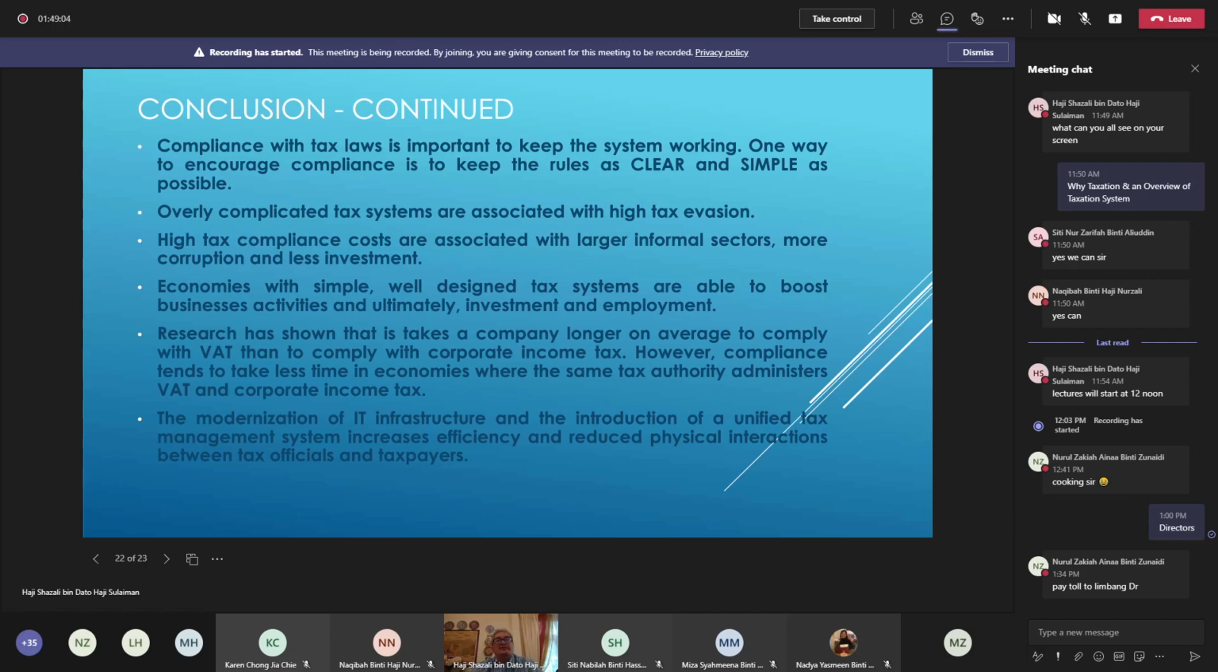Okay. So modernization of IT infrastructure and the introduction of a unified tax management system increases efficiency and reduces physical interaction between tax officials and taxpayers. And that's true in Brunei. When STARS was first introduced, about 6-7 years ago, there were a lot of problems, because it's totally IT based, everybody needs to be linked, everybody needs to have a unique identification code. You need to be authorized by the company to be a tax agent, then there's a different process.